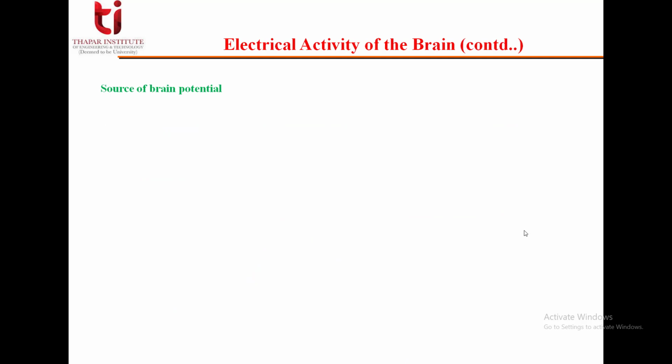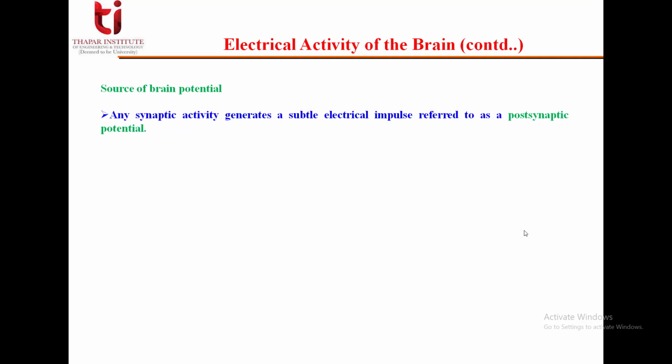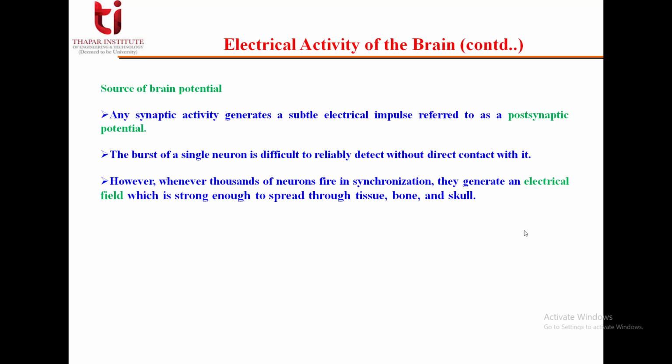Now let's discuss the sources of brain potential. Any synaptic activity generates a subtle electrical impulse, which is referred to as a postsynaptic potential. The burst of a single neuron is difficult to reliably detect without direct contact with it. But because thousands of neurons fire in synchronization, they generate an electrical potential which is strong enough, and it is spread through tissue, bone and skull.